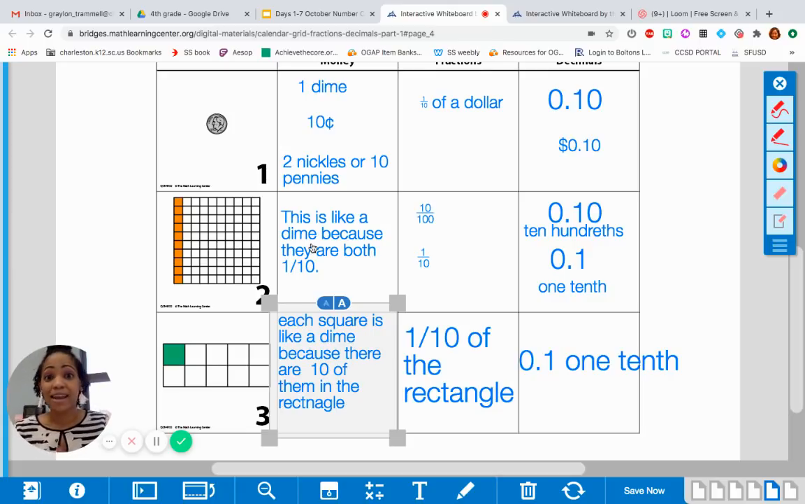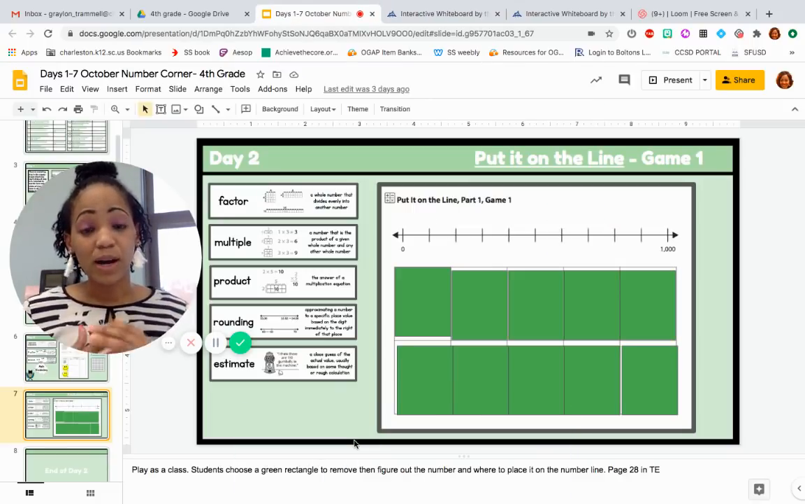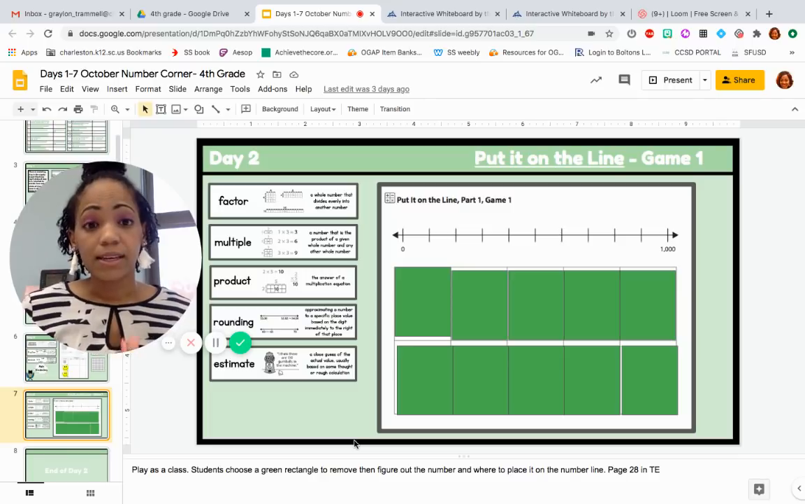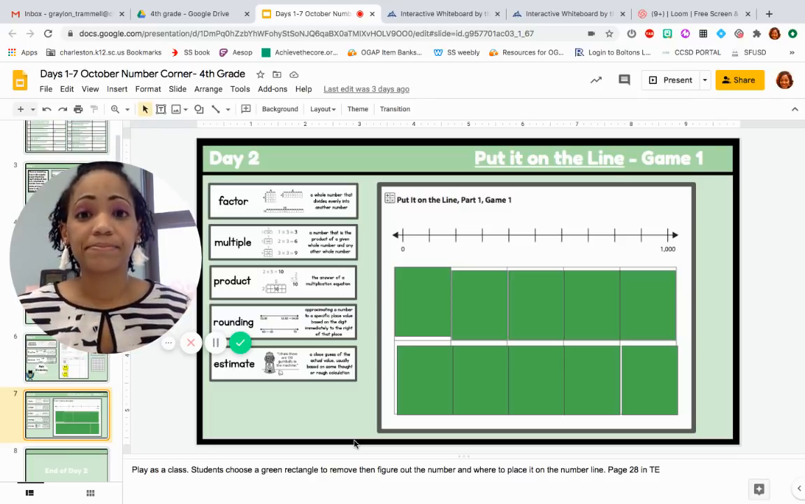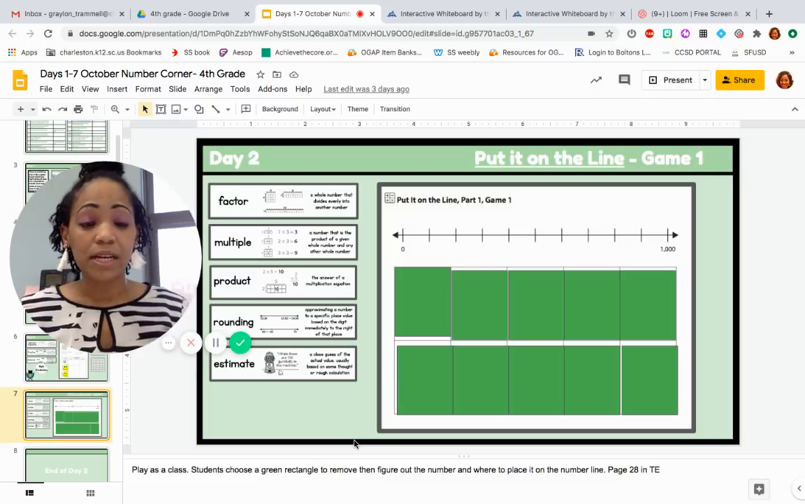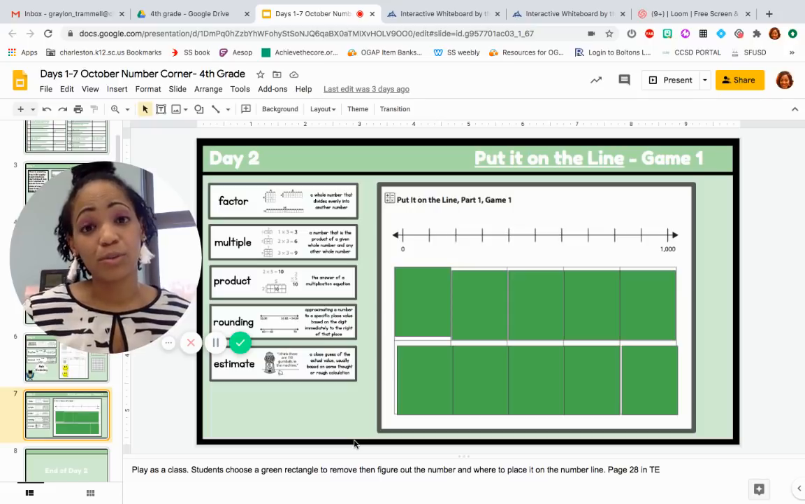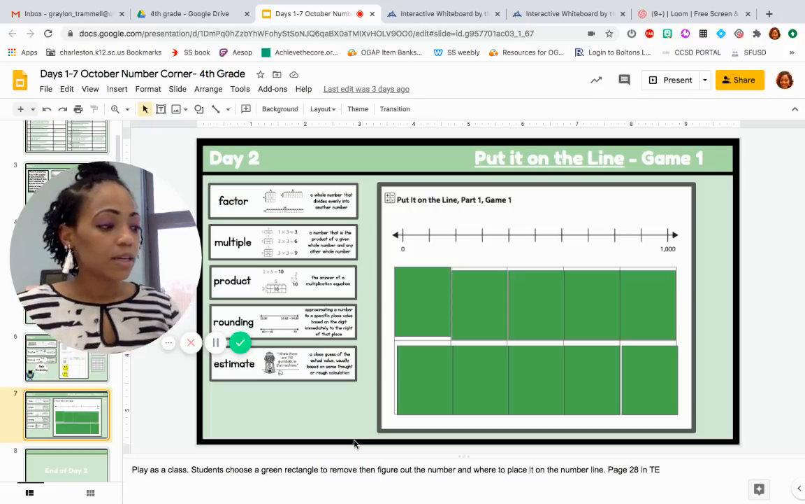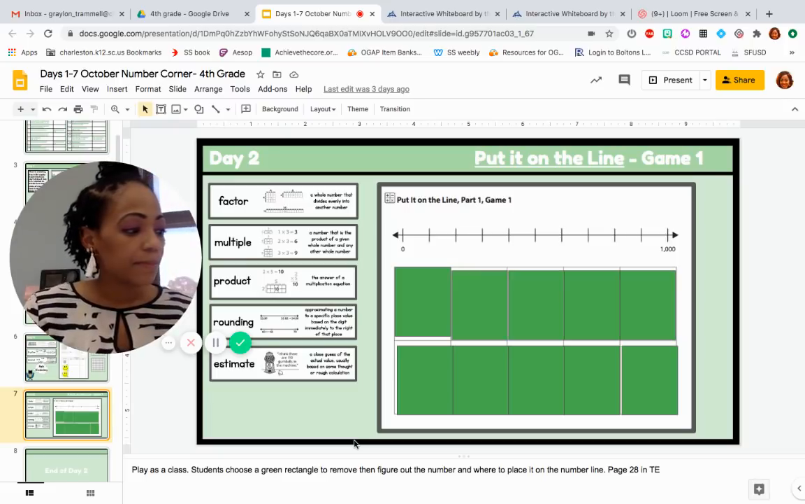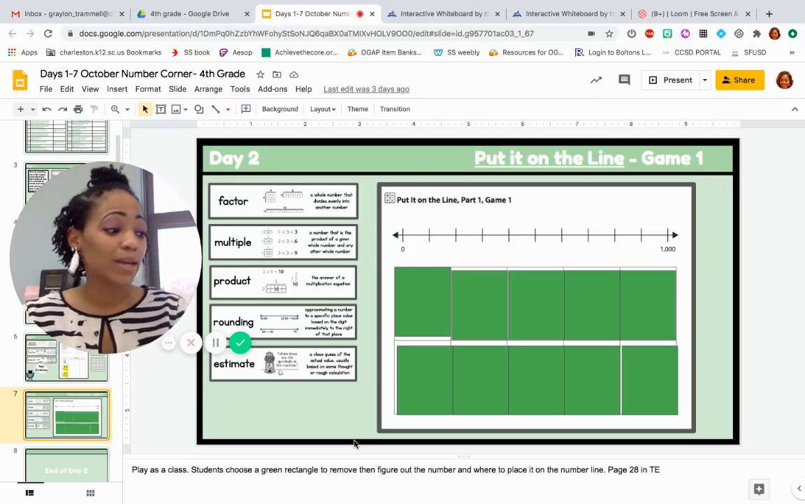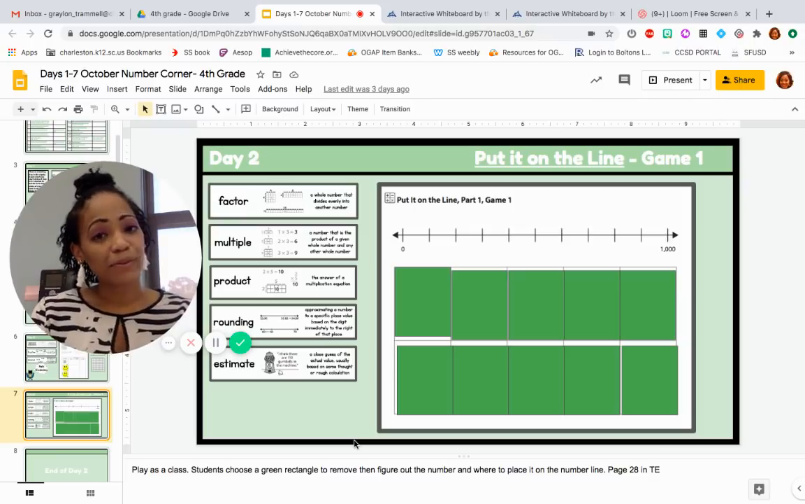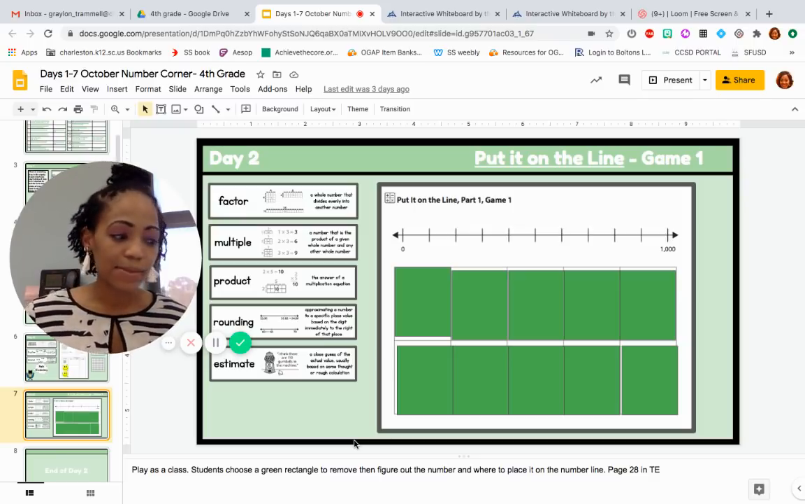Now we're going to move into our next activity, and I think you'll like it. Okay, so our new game for this month is called Put It on the Line. You may remember we did computational fluency in September. Well, this is our computational fluency for October, or at least the first part of it. So each month, the focus is going to be different. And this month, we're focusing on rounding and estimating place value and adding and subtracting multi-digit numbers.